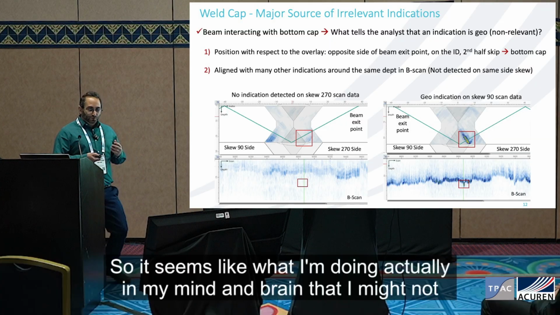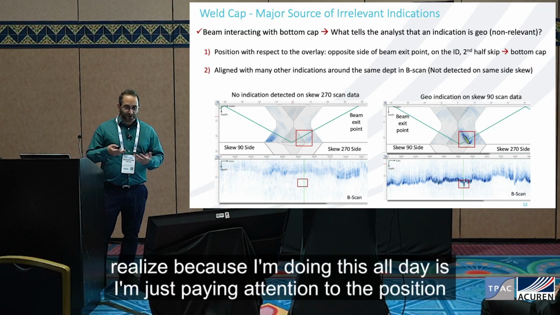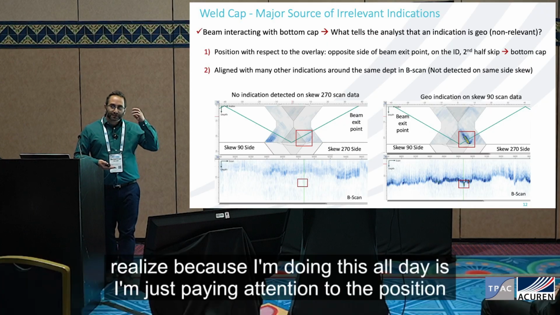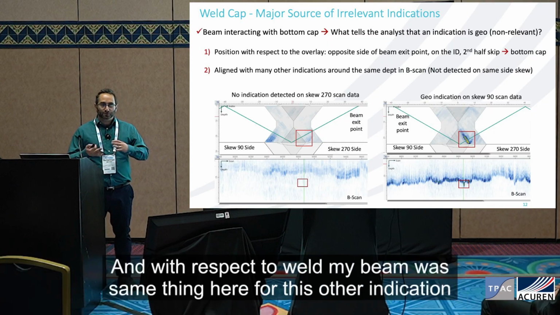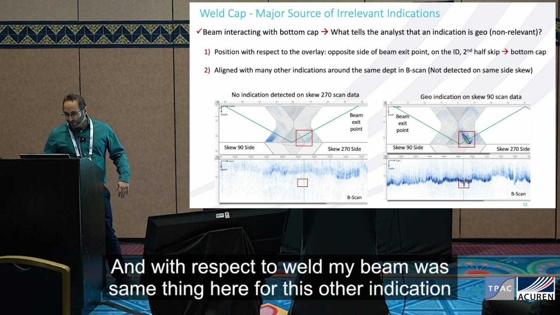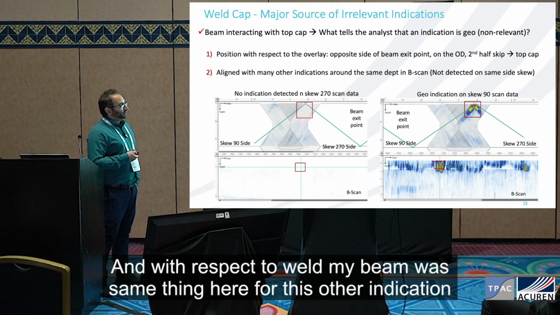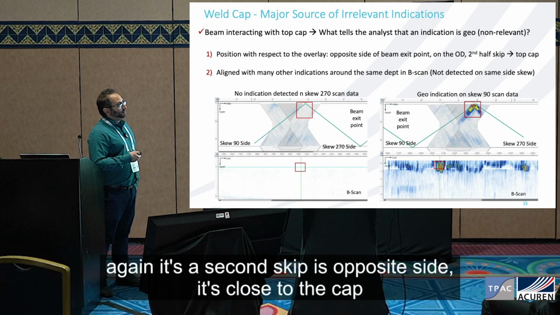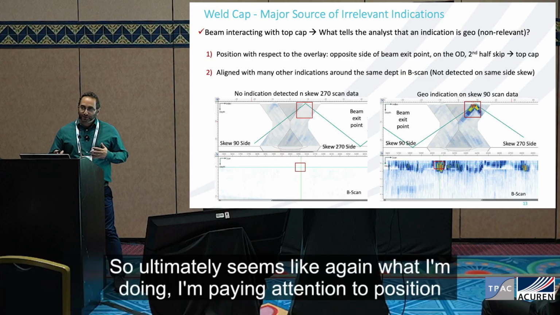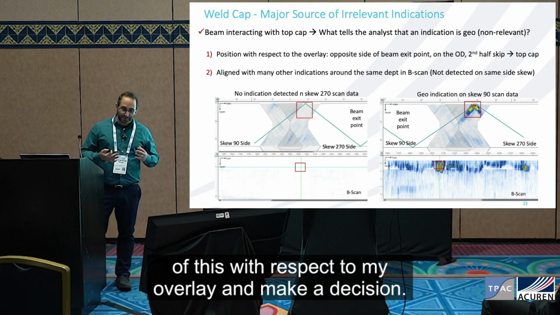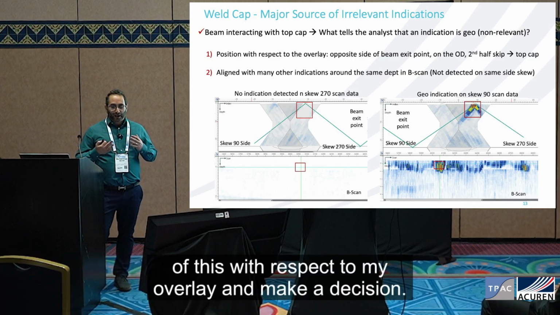So it seems like what I'm actually doing in my mind and brain, that I might not realize because I'm doing this all day, is just paying attention to the position of this indication with respect to my weld and with respect to where my beam was. Same thing here for this other indication. Again, it's a second skip, on the opposite side, close to the cap, and all the same reasoning. So ultimately, what I'm doing is paying attention to the position of this with respect to my overlay and making a decision.